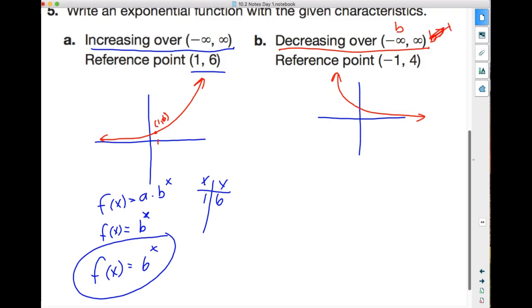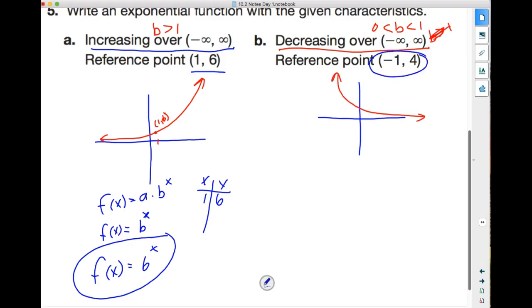I'm going to say b is greater than 0 but less than 1. I'm sorry, and over here, b had to be greater than 1. So, I think the same deal here, but we're going to go through this point, negative 1, 4.